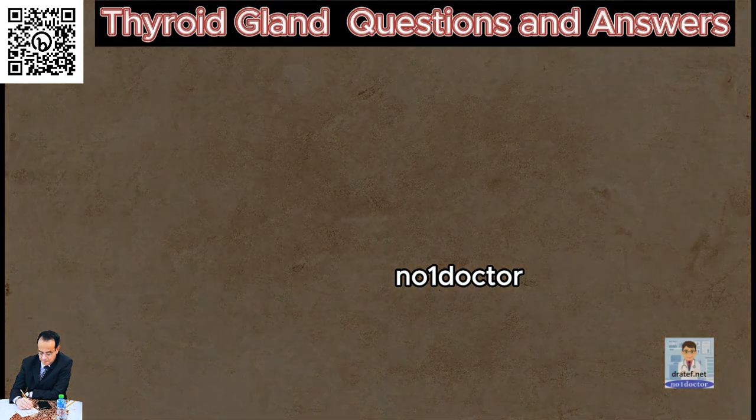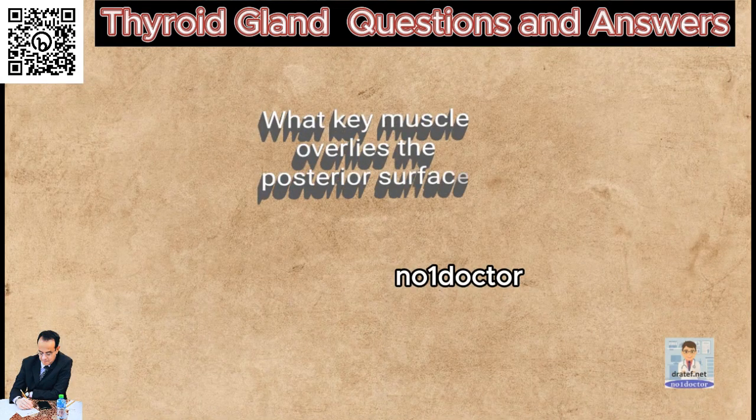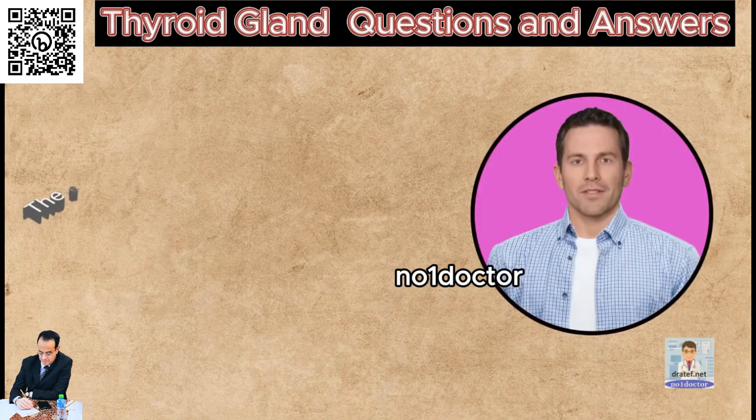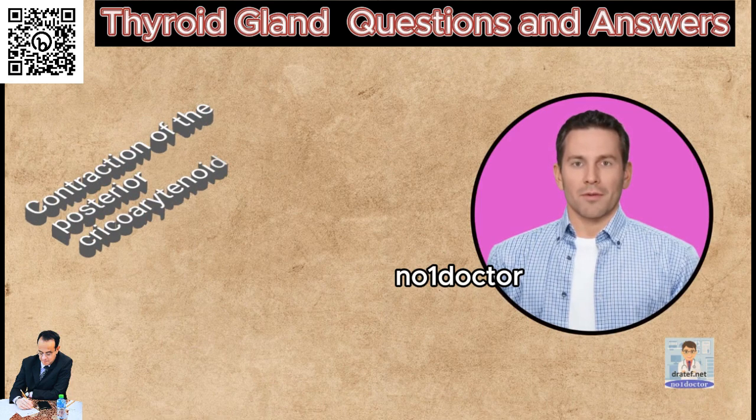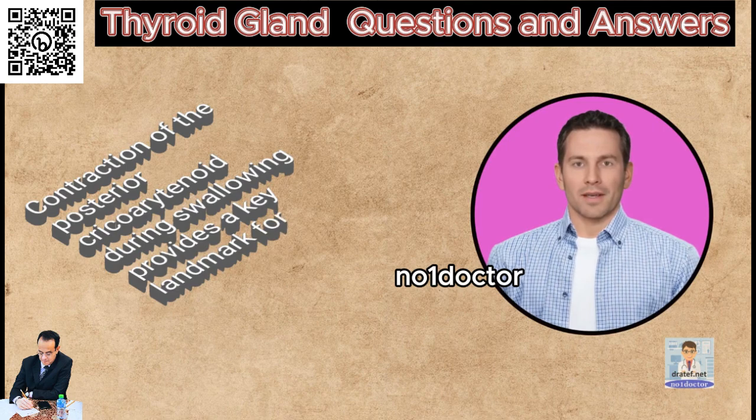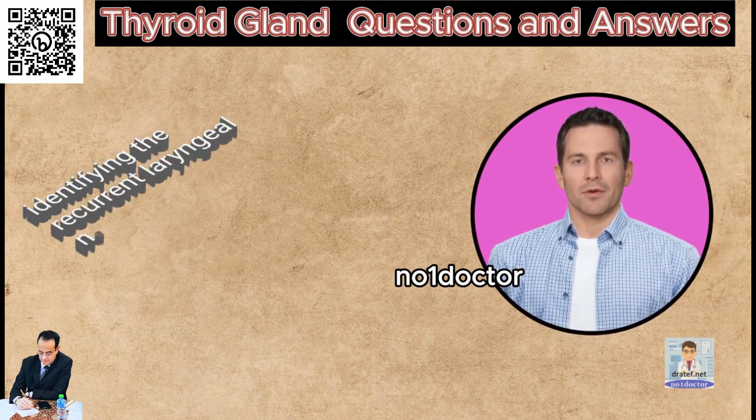What key muscle overlays the posterior surface of the thyroid gland? The esophagus abuts the thyroid gland posteriorly. Contraction of the posterior cricoarytenoid during swallowing provides a key landmark for identifying the recurrent laryngeal nerve.